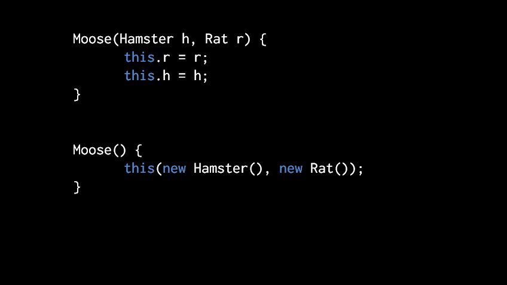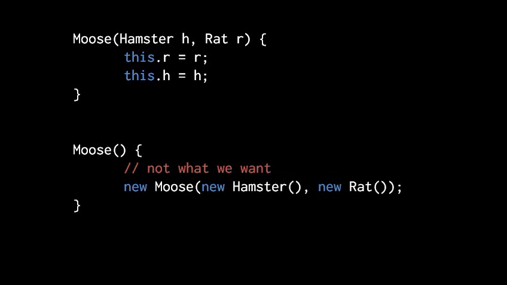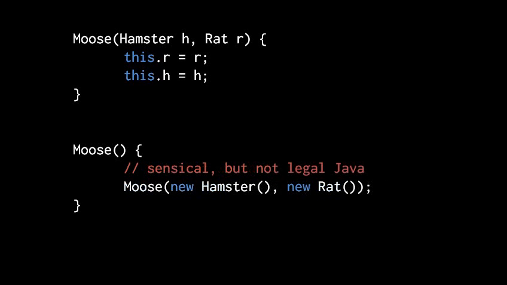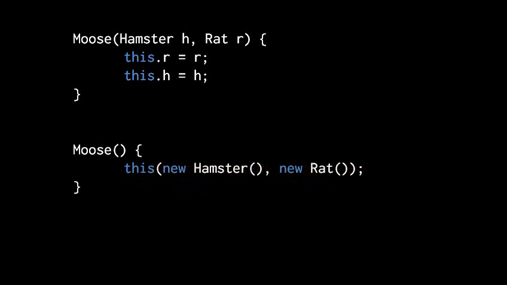What will not work is to invoke the other Moose constructor using the new operator. This is perfectly legal code, but it would create a new second Moose object, which is not what we want at all. Nor should you invoke the other Moose constructor by using its name. This would arguably be perfectly sensible syntax, but Java chose to use this instead, so this isn't legal code at all. So, when one overload of a constructor wants to pass part of the job off to another constructor, you invoke the special reference this like it's a function.